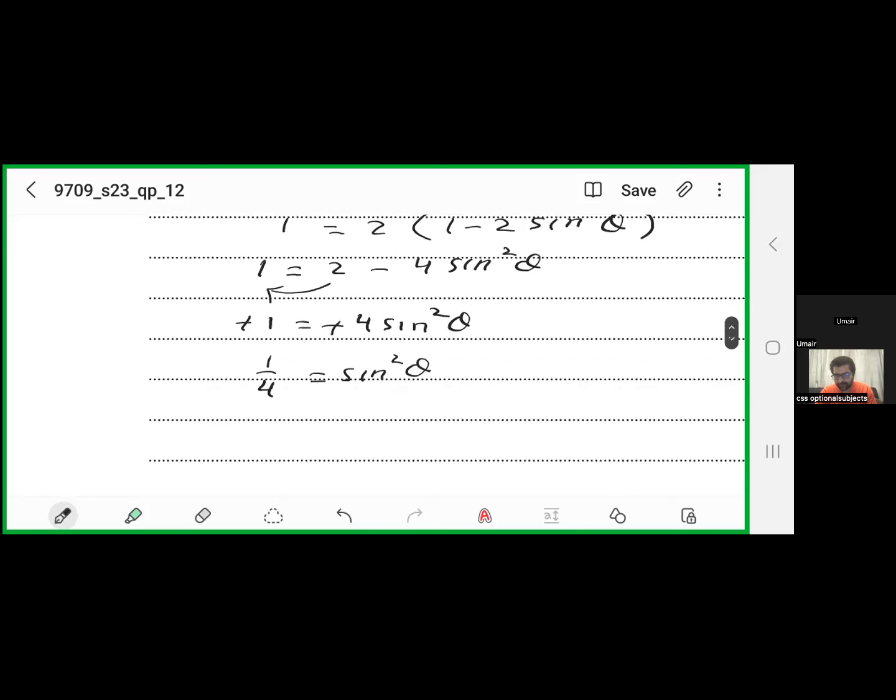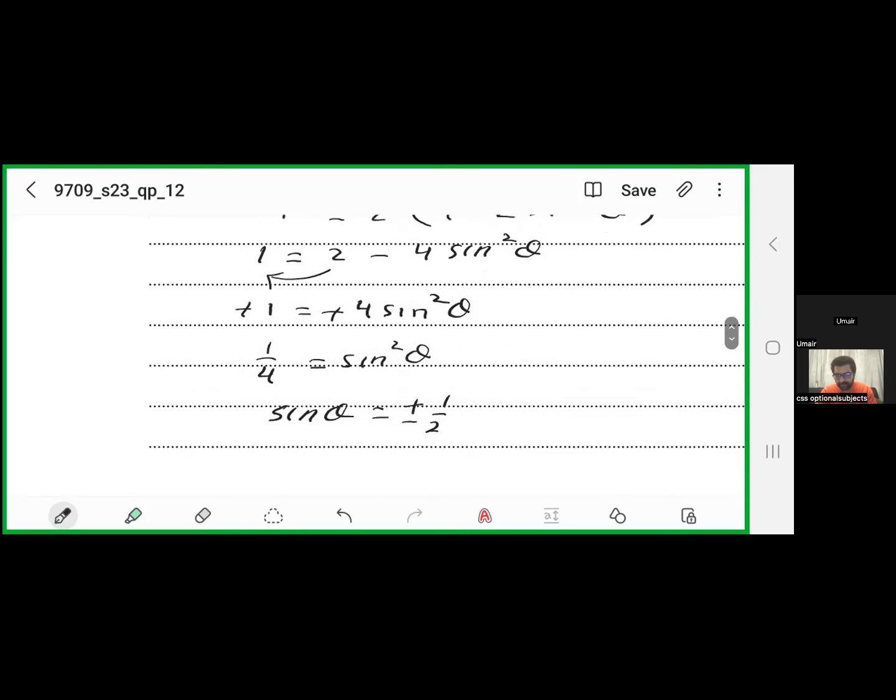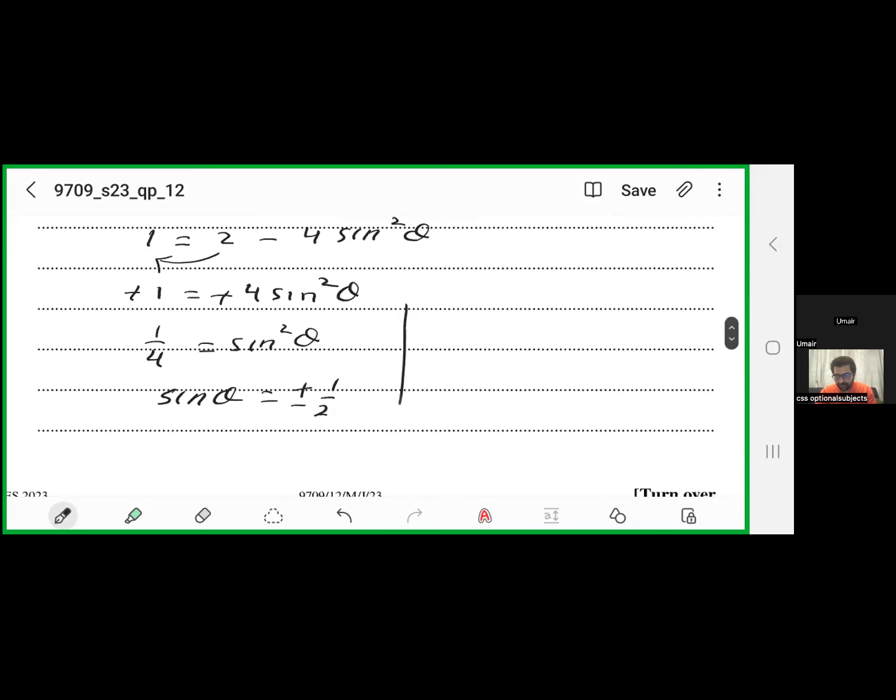Now you can take the square root, so sin theta will be equal to plus minus 1 by 2. So you have to solve this value for sin theta. Sin theta is equal to 1 by 2. First of all, do it for positive, then sin theta will be equal to minus 1 by 2. Then do it for the negative value of this. From here, theta will be equal to sin inverse 1 by 2. And from here, theta will be equal to sin inverse minus 1 by 2. Use your calculator to find these values.